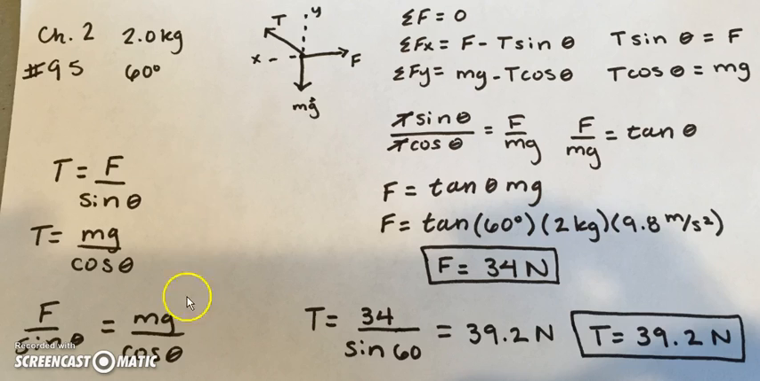And I just chose the first one, T equals F over sine theta. T is equal to 34 divided by sine of 60 degrees, which is equal to 39.2 newtons. So the tension is 39.2 newtons.